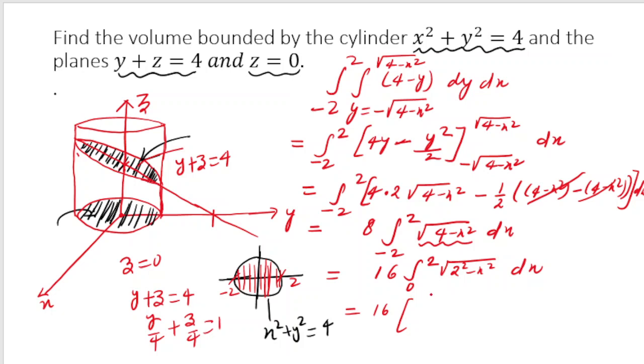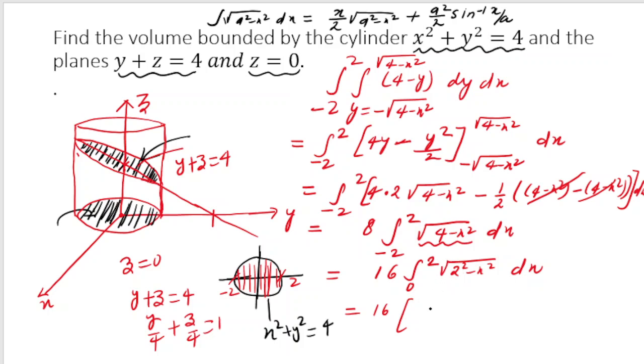So the integration of this is given by, let me write the formula first. So for your convenience, I have written the formula over here, that integration of root a square minus x square dx is x by 2 root a square minus x square plus a square by 2 sine inverse x by a. You have to remember this, otherwise it is difficult to evaluate.